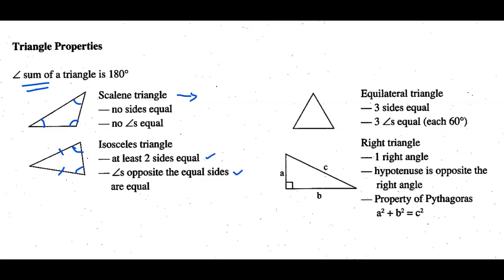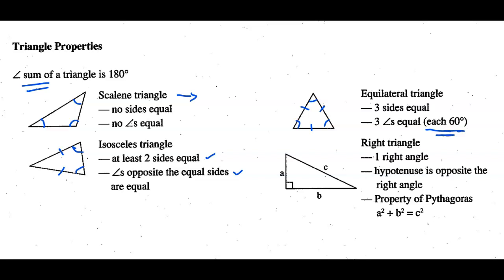And the next one is the equilateral. All three sides are equal to each other and all three angles are equal to each other, and since they're all equal to each other, it makes sense that each one of them is 60 degrees. That means they add up to be 180 degrees.